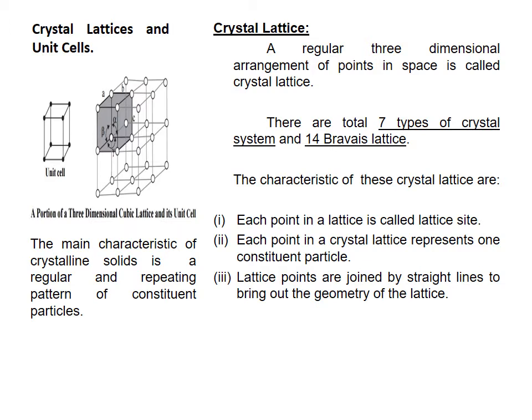And the third point indicates that lattice points are joined by straight lines to bring out the geometry of the lattice. That is, when these atoms presented on lattice points are joined, they produce 7 different types of crystal systems, which are cubic, tetragonal, triclinic, etc. Specific shapes will be produced.